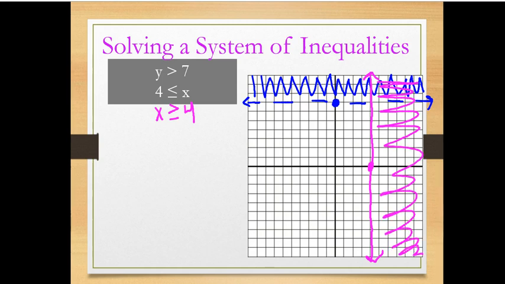And our solution is going to be where the two overlap. So, this area, including the pink line, but not including the blue line. Okay?